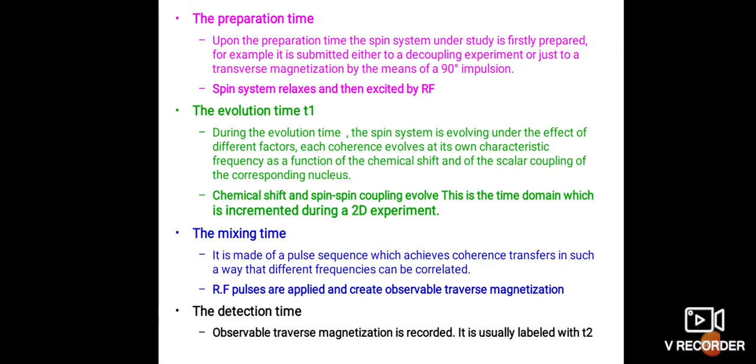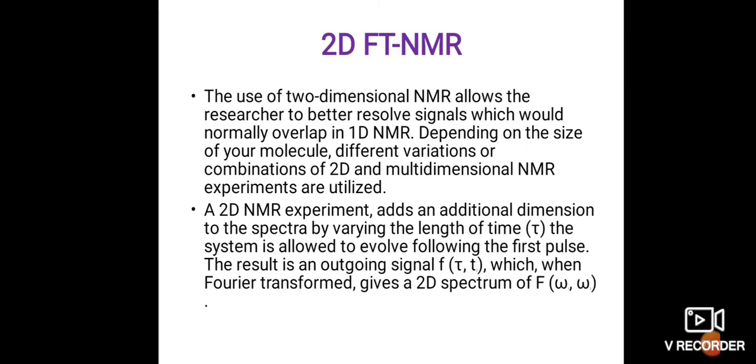Then we can go to the mixing time. Mixing time is made up of pulse sequences which achieve coherence transfers in such a way that the different frequencies can be correlated, because in two-dimensional NMR we are going to correlate the signals coming out of the studies together, and measure the correlations there. Then the detection time is the observable transverse magnetization which is recorded, and usually it is labeled as T2.